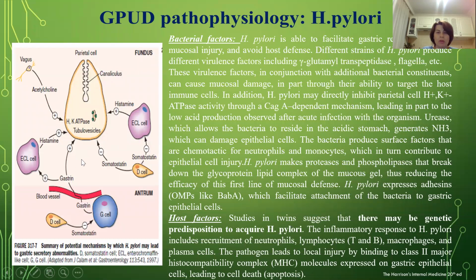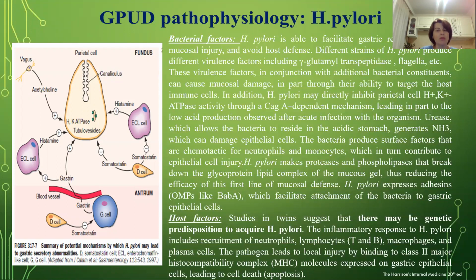Pathophysiology: if we talk about Helicobacter pylori, it is a bacterium able to facilitate gastric residence, induce mucosal injury, and avoid host defense. Different strains of these bacteria produce different virulence factors. These virulence factors, in conjunction with additional bacterial constituents, can cause mucosal damage, in part through their ability to target the host immune cells. In addition, Helicobacter pylori may directly inhibit parietal cells, leading in part to the low acid production observed after acute infection with the organism.